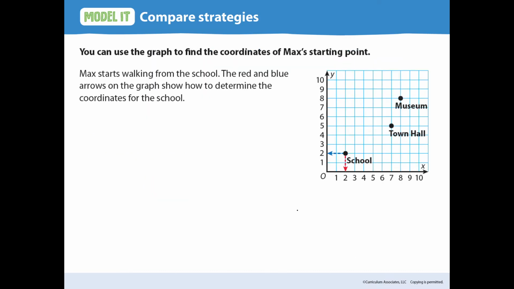Model it. You can use the graph to find the coordinates of Max's starting point. Max starts walking from the school. The red and blue arrows on the graph show how to determine the coordinates for the school. So we can see here we have over 2, so the x is 2, and up to the y coordinate is 2.